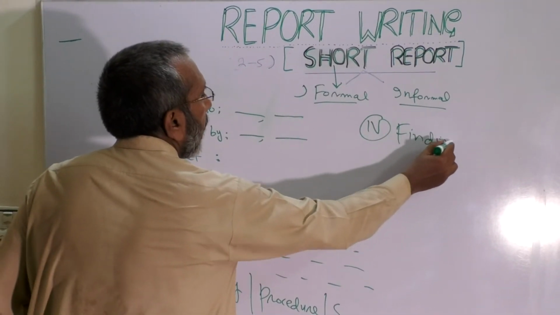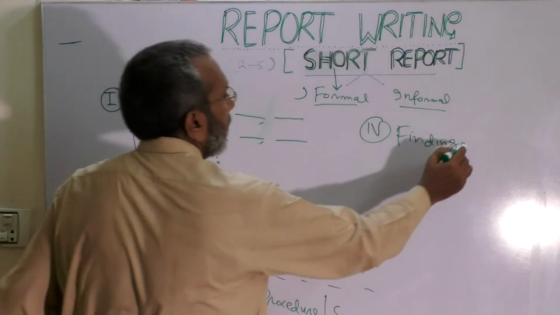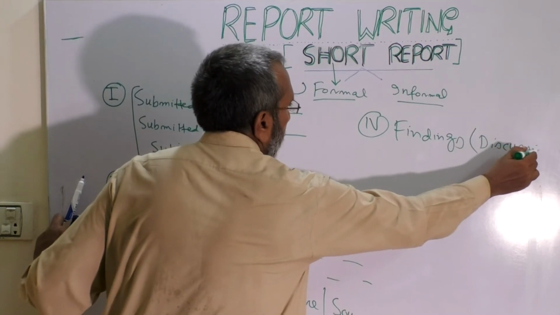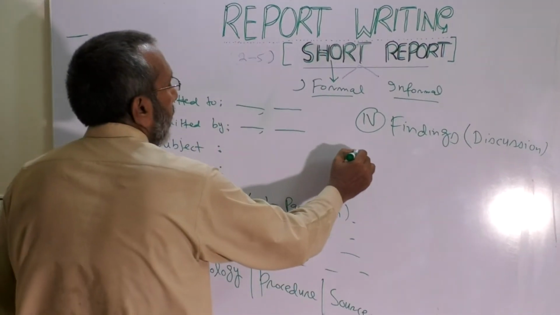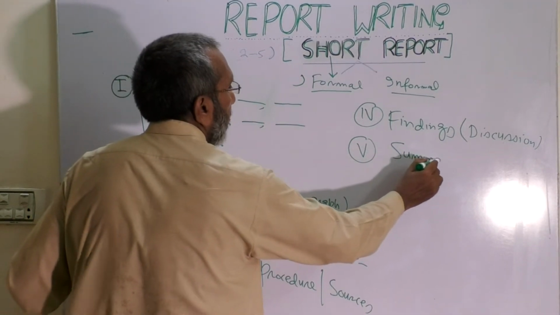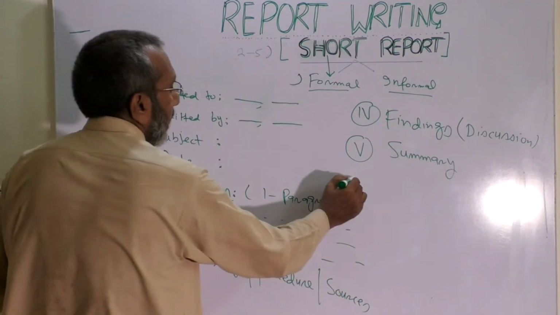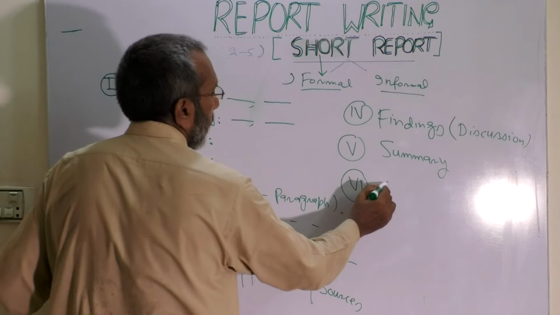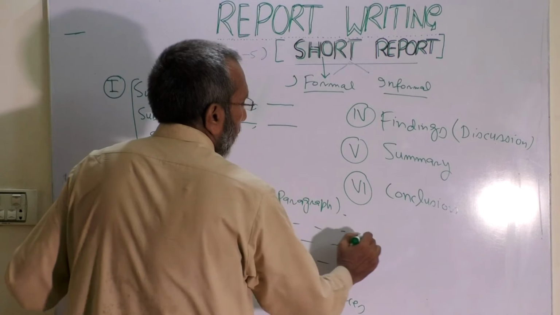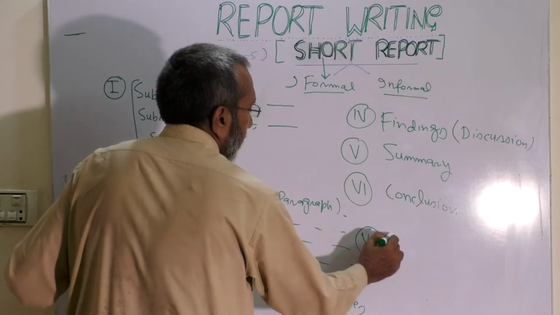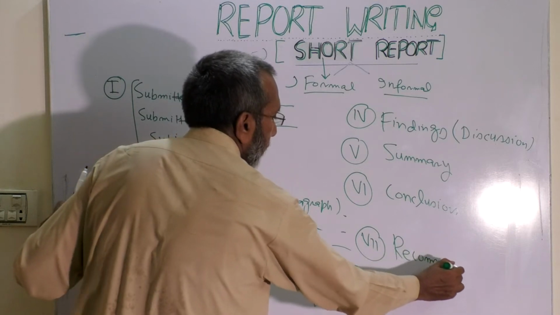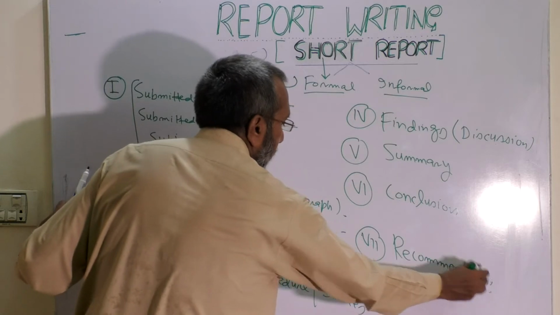Or sometimes for findings we use the term discussion. Okay? And number 5 is summary. It's not executive summary, it is just summary. Number 6 is conclusion. And number 7 is recommendations or suggestions, but generally they use the word recommendations. So these 5-6 things are there.